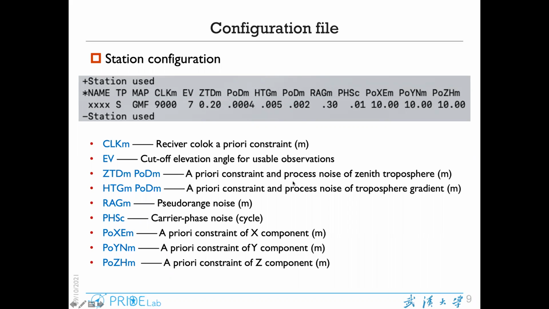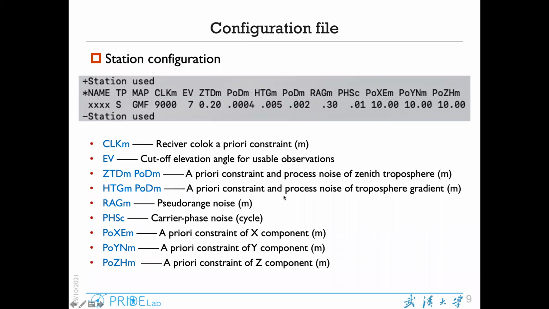And then the third one is ZTD and the PODM. This shows the a priori constraint and process noise of zenith troposphere. So you can see the a priori constraint is about 20 centimeters, and the process noise is 0.004 meter per squared epoch. So that will depend on your sampling rate of your observations. So you need to carefully change this value if you wanted to use random walk strategy to estimate the troposphere for some professional applications. And then the fourth group is for horizontal gradient.